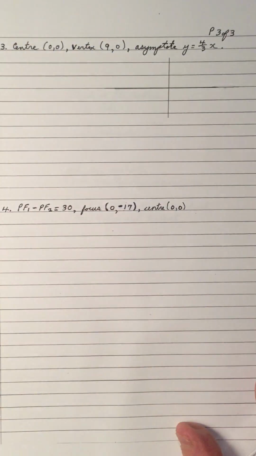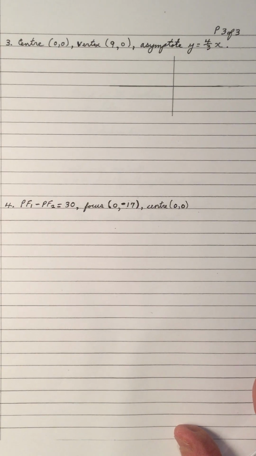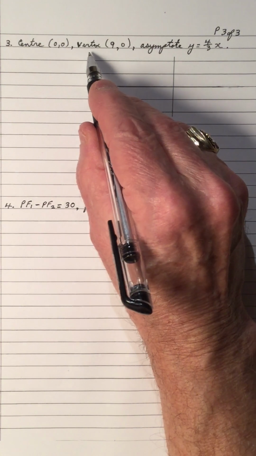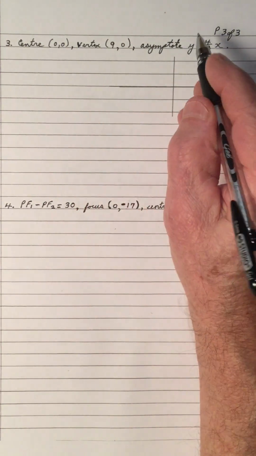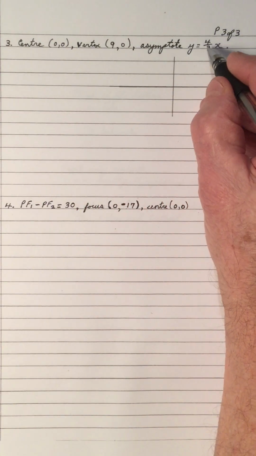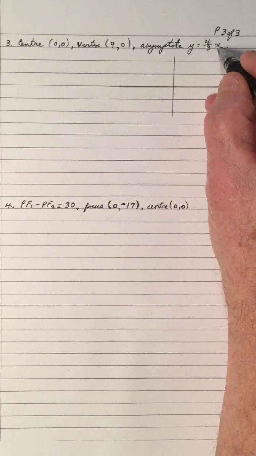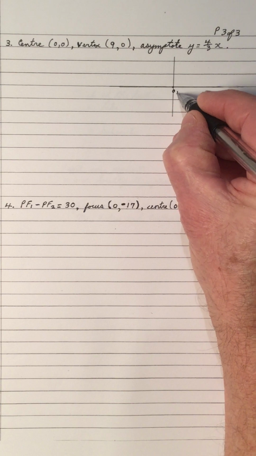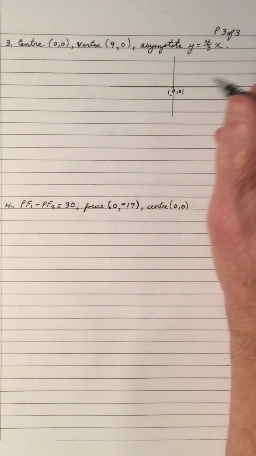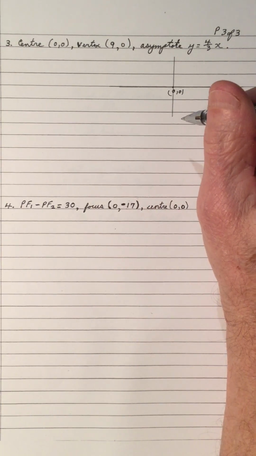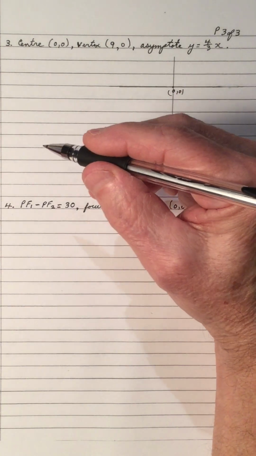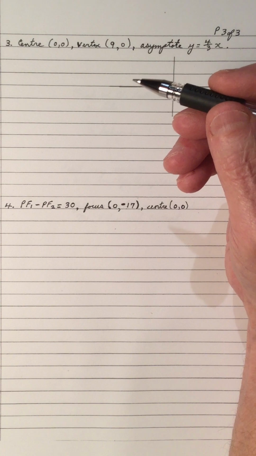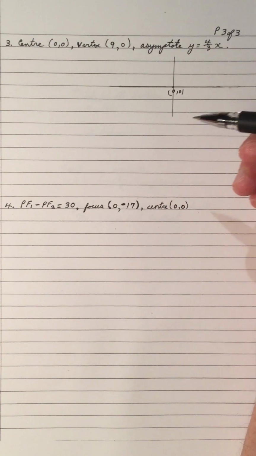Okay, let's continue. Let's do some more questions. What about we have a center of 0, 0, a vertex of 9, 0, and we have an asymptote of y equals 4 over 3x. So the center is 0, 0. So that means we have an x squared and a y squared. So we got x squared over a squared, subtract y squared over b squared, or vice versa.